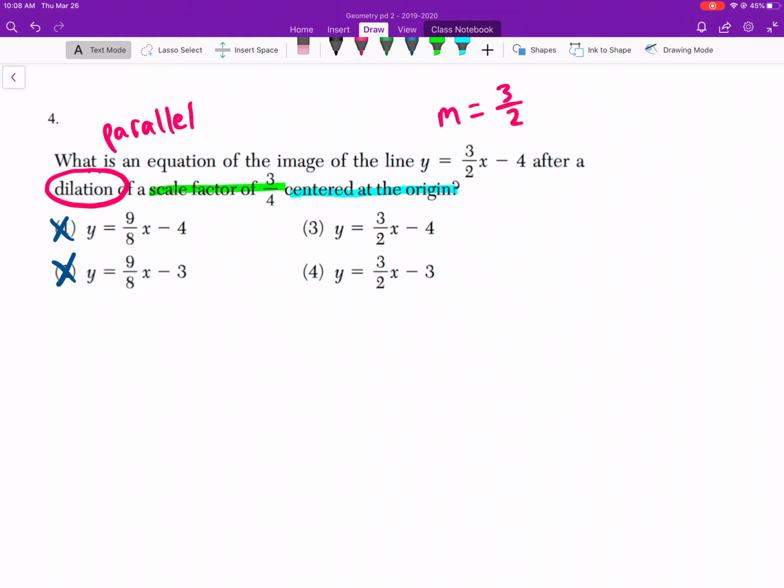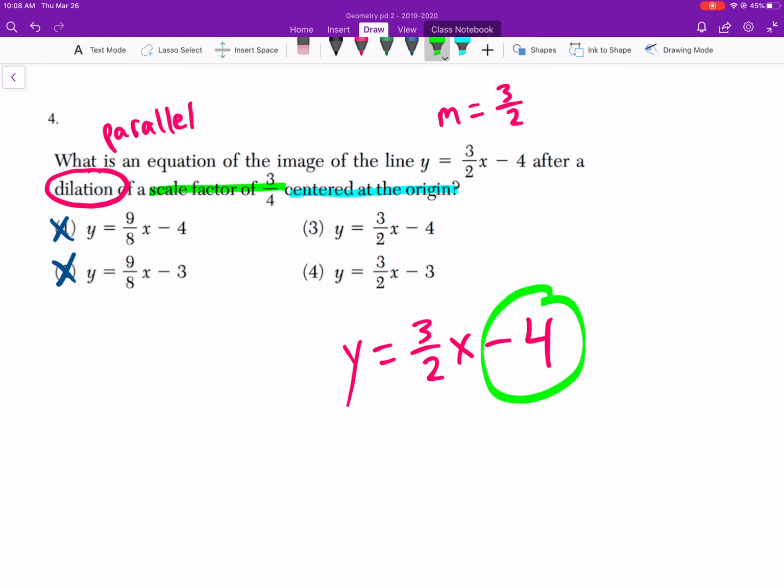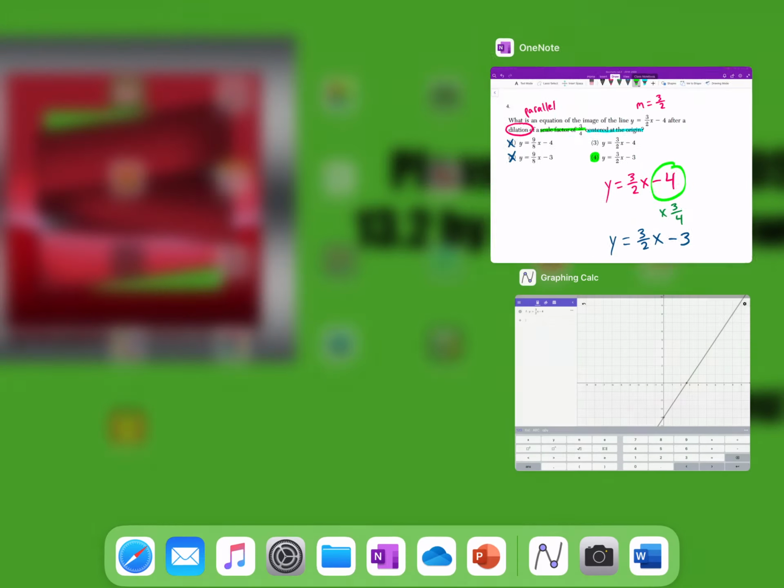So if we graph choice 3, it's going to be the exact same line. That would be if the center of dilation was a point on the line. Alright, so this is y equals 3/2 x. Let's see how we got choice 4. We would take the y-intercept, remember, and we'd multiply it by the scale factor. And that would indeed produce choice 4, which is y equals 3/2 x, same slope, parallel lines, minus 3. Alright, -4 times 3/4 is -3, so we would indeed get choice 4. Alright, let's take a look at that in GeoGebra.